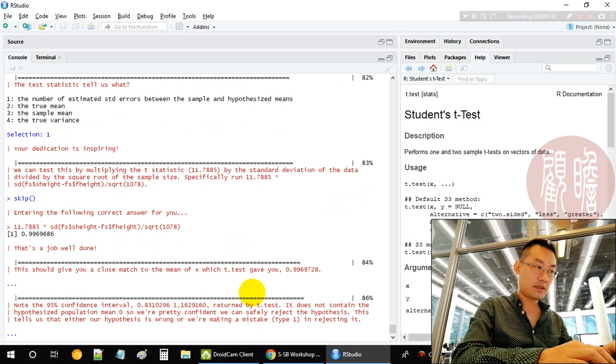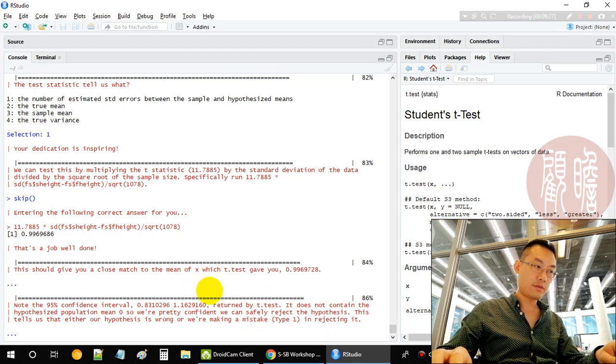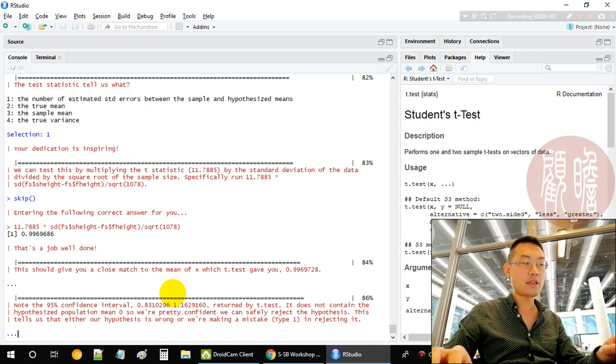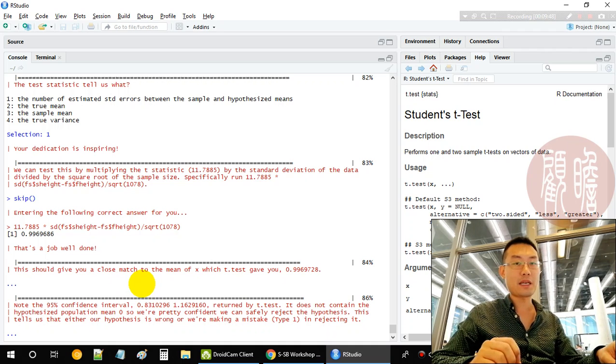Is 0 inside the 95% confidence interval returned by the t-test? Yes, 0 does not fall into it. So the difference is significantly different from the hypothesized mean value, which is 0 difference. Under the null hypothesis, we assume no difference between father and son, so their difference is expected to be 0. But we find out from the sample data that their true difference is significantly different from 0, because 0 does not fall into it.